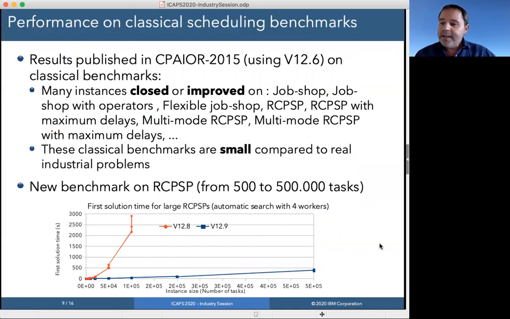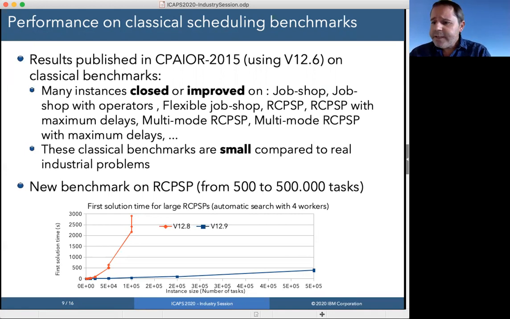Of course, I said that the main target of CP Optimizer is industrial scheduling problems, not academic ones. But nevertheless, CP Optimizer is very good at solving these classical scheduling problems. Some years ago, we published a paper summarizing some results where we closed and improved many classical instances of academic scheduling problems like RCPSP, job shop, etc.